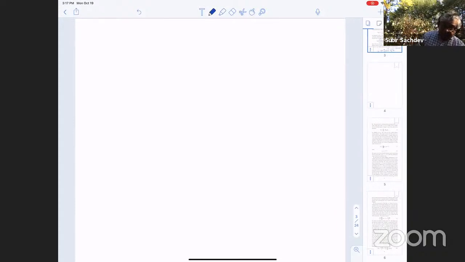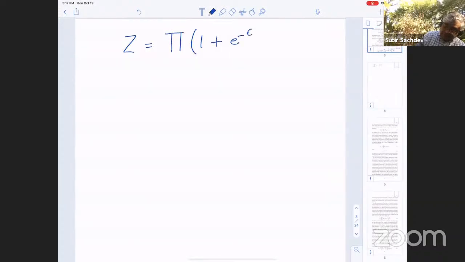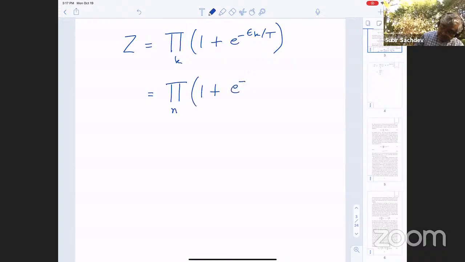Okay. So what is the partition function? Well, the partition function of a Fermi gas, as you know, is basically the product of 1 plus e to the minus epsilon_k over T, over all possible k. And so this will become the product over n of 1 plus e to the minus (2n minus 1) pi over L, that's the wave vector, times v_F over T. And n goes from minus infinity to infinity.